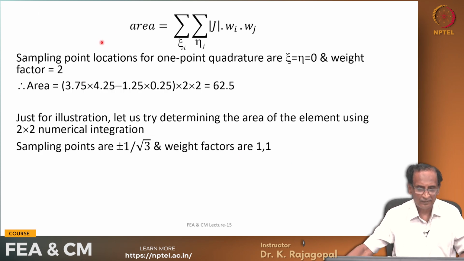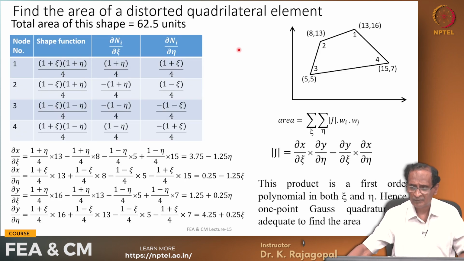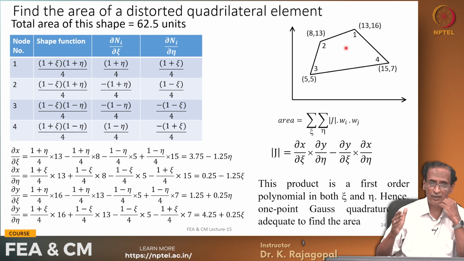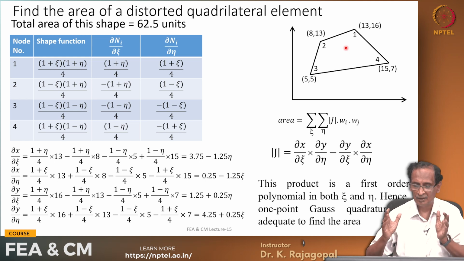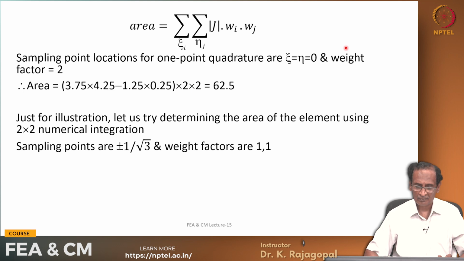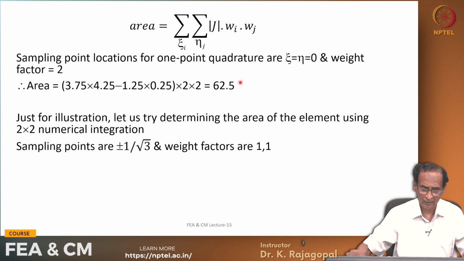And so, by one point integration, we get 62.5, and the area of this element, actually I have calculated separately by splitting this into two triangles, and then we have a formula for estimating the area of the triangle as the determinant of the coordinate matrix [1 x1 y1; 1 x2 y2; 1 x3 y3]. The determinant of that matrix will give you the area of the element. Okay. And by doing that procedure, we got the area of this element as 62.5.